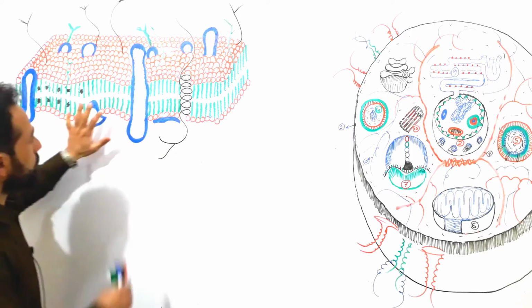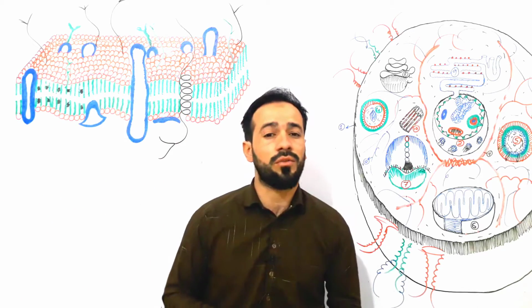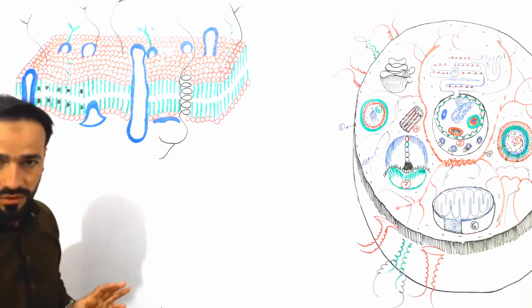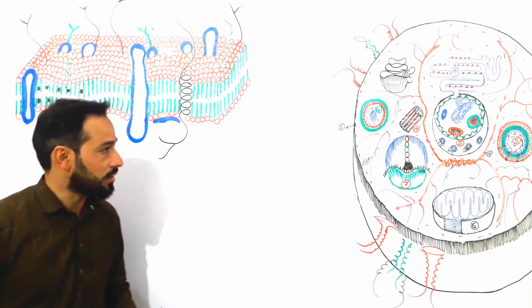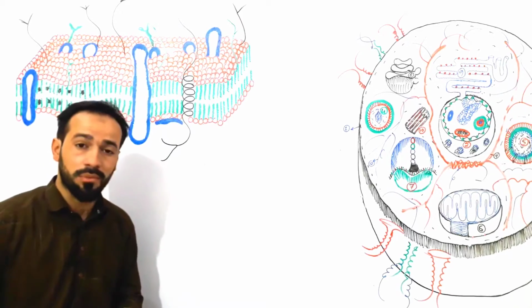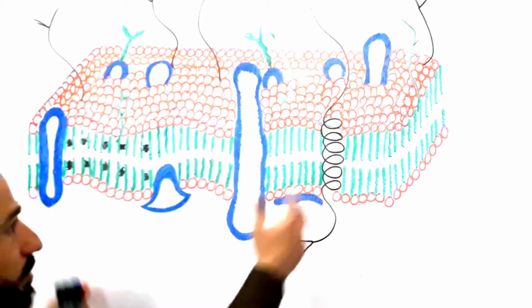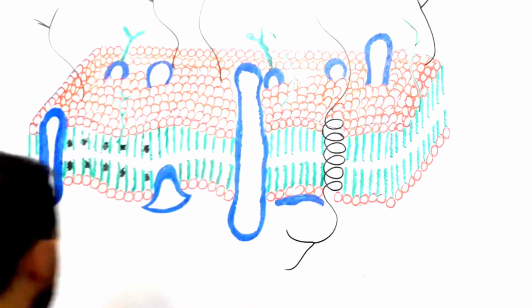So in this video, as you can see, I have drawn a very small section of the cell membrane. We are discussing the structure of the cell membrane. So keep watching the video till the end so that you will learn the structure of the cell membrane, what the parts are, and what the main substances present inside the cell membrane are. So let's go for it.